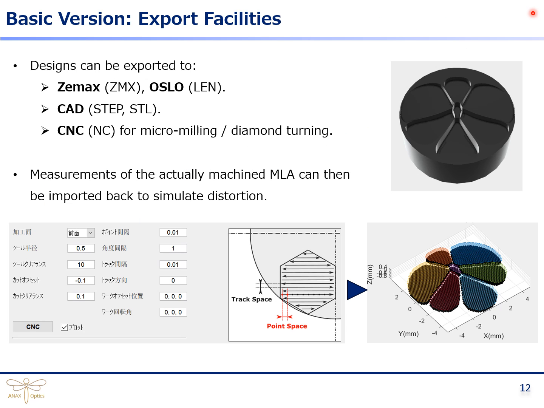The basic version also contains a number of import and export facilities. Mainly, it is possible to import and export designs for exchange with software such as Zemax, Oslo, Code V. The designs, specifically freeform designs, can be exported to CAD files, and CNC files for micromilling and diamond turning can also be generated directly from the application. A small window is shown here showing the level of details that can be achieved when generating such CNC files.